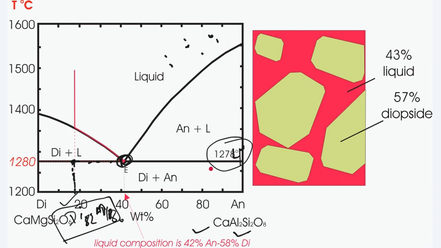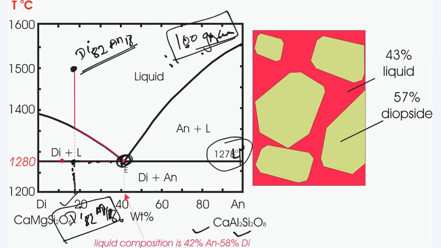If you have confusion, then just take dioxide 82, anorthite 18. These are the initial composition. Just take 100 gram of liquid. Remember, we have taken 100 gram of liquid, of which 82 gram will be dioxide and 18 gram is anorthite.